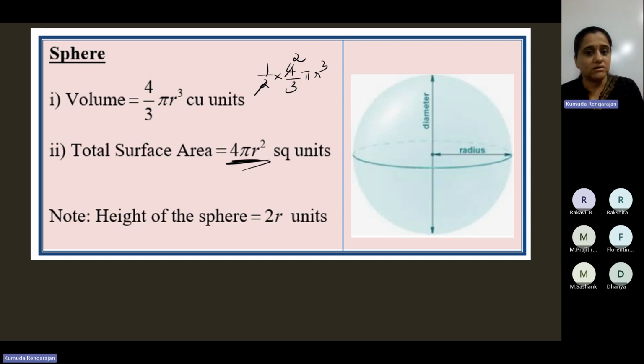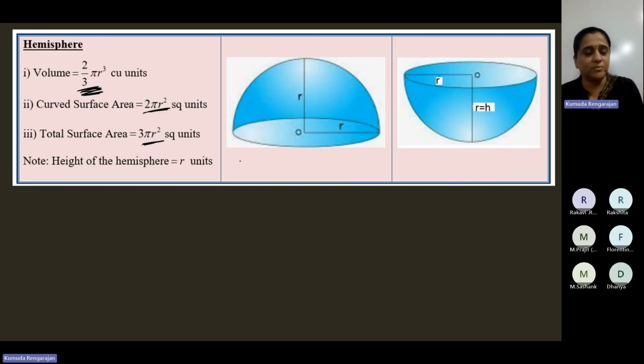For a sphere, 4 pi r square. For a hemisphere, 2 pi r square for the CSA and 3 pi r square for the total surface area.